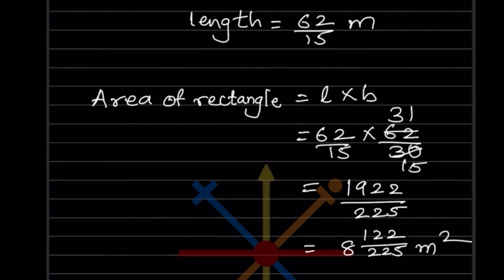So now we can simplify this. 2 15s are 30, 2 31s are 62. When you multiply this into this, you get 1922, and here you get 225. So when you divide this, you get in the mixed fraction as 8 integers 122 by 225 meter square. So this is the answer. This is the area what they have asked.